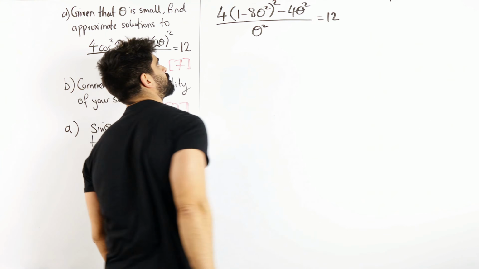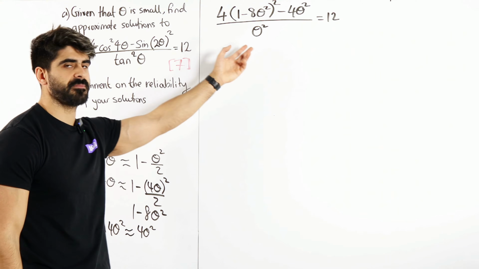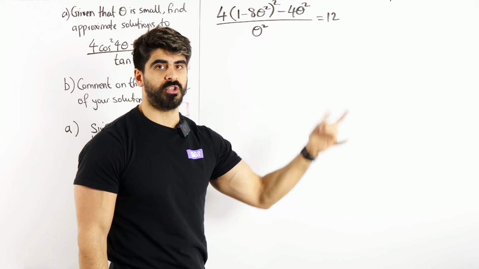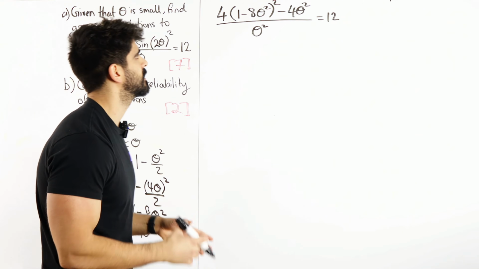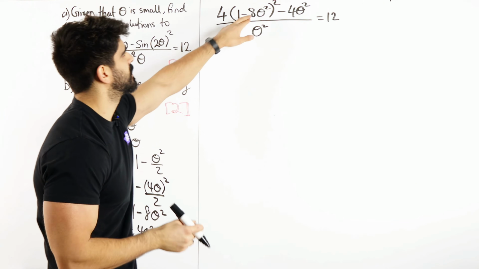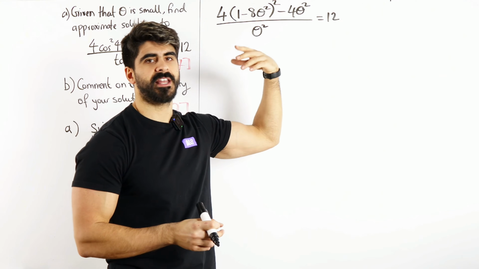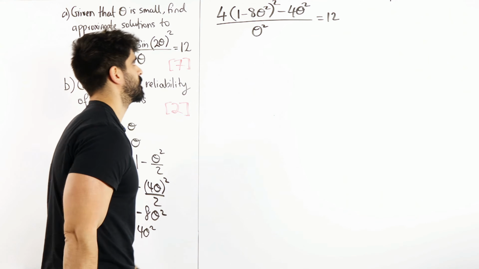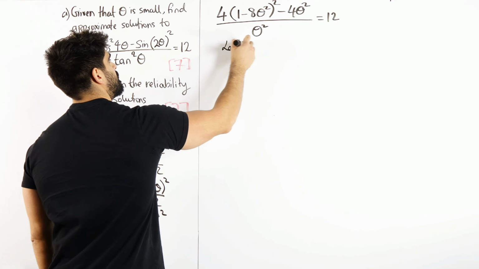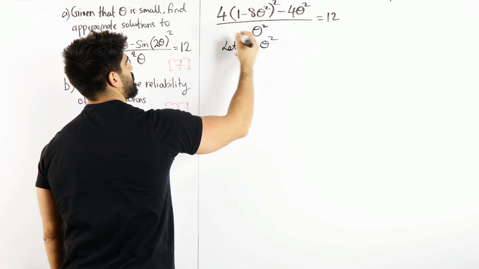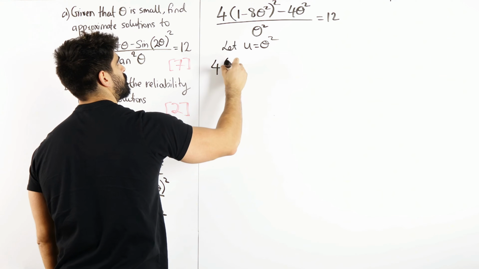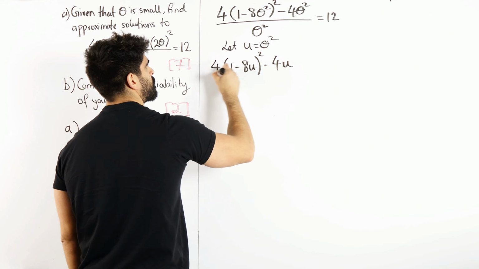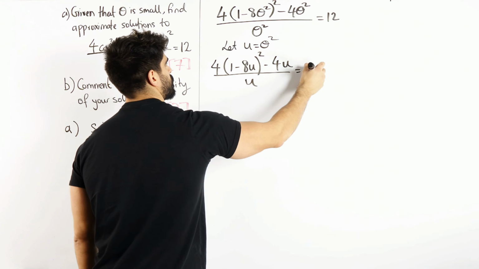is 12. Now solving this is giving me hidden quadratic vibes. All of these are theta squared. I'm going to let it equal u. It's just going to make life easier to write down. It's just like having, say, all of these said tan squared, tan squared, tan squared. If you just let it equal u for a bit, it's just easier to write down. You don't have to do it if you don't want to. So I'm going to let u equal theta squared. I think some of you guys call it pseudo quadratics. But anyway, 1 minus 8u squared minus 4u all over u is 12.